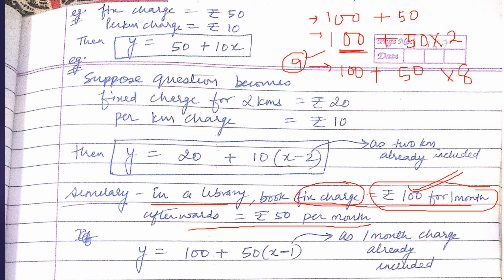This way we can form the equation, and that is why the equation becomes y is equal to 100 plus 50 bracket x minus 1. Again, this minus 1 represents that 1 month is already calculated in this fixed charge. Okay, now I hope you got this.